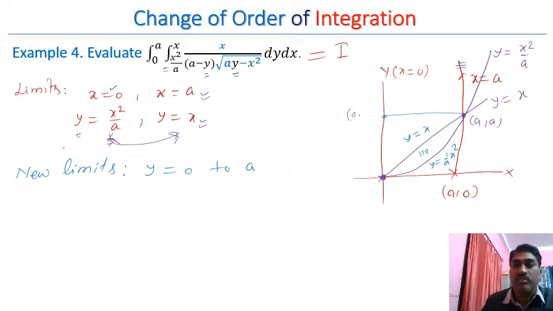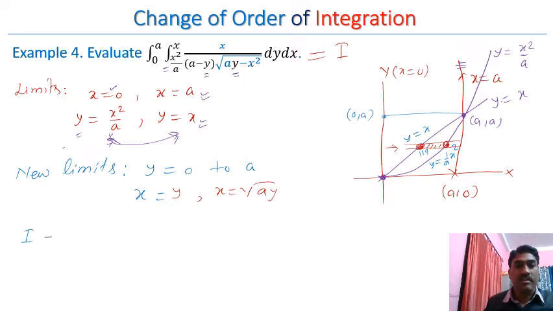This point is 0 comma a. And what is x? For x, take a horizontal strip. When you start moving from left to right, you will first meet this line, and here x is equal to y. Then you will meet this curve, and at this curve x is equal to root ay. These are the new limits. So write the new integral, with the order of integration changed.